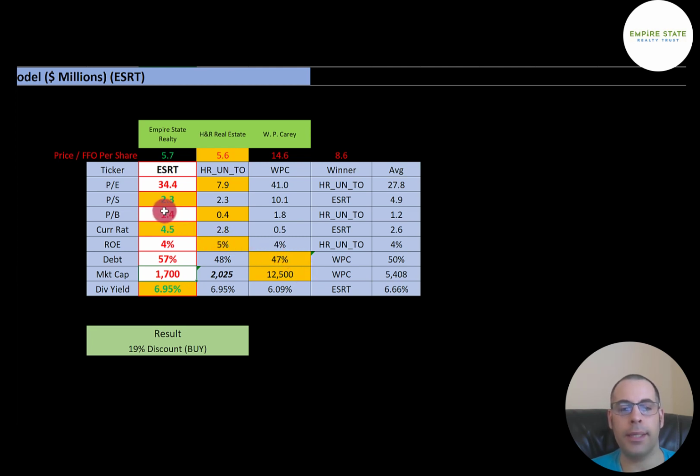But they do pay the highest dividend. Their dividend yield is 6.95%. The average is 6.66%. So to summarize, I have them trading at a 19% discount because their stock price has come down so much. Their ratios look a bit weak, but their financials look strong.